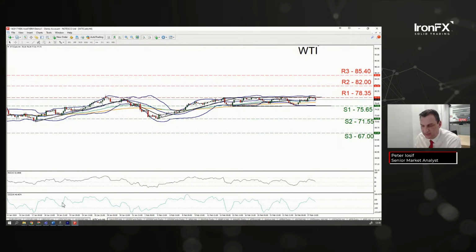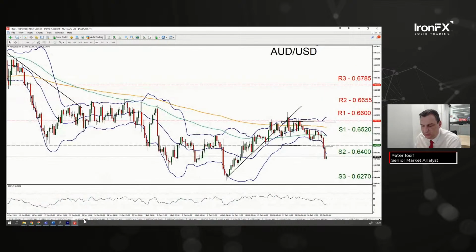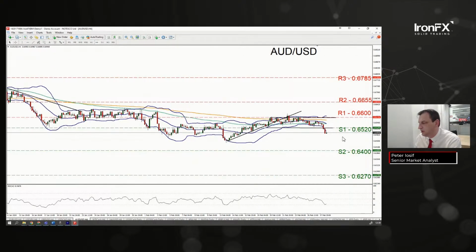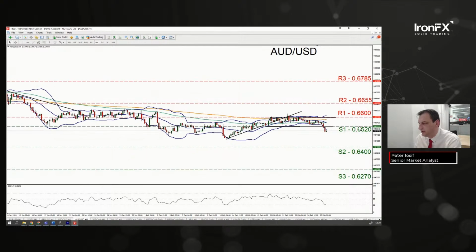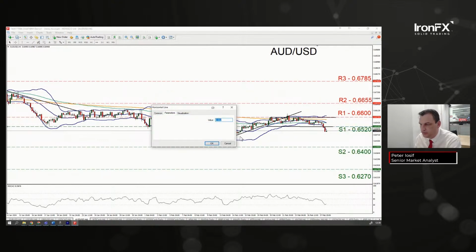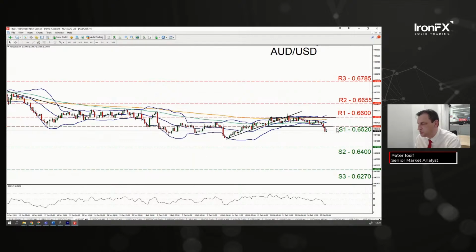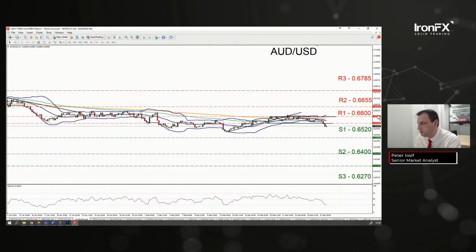Let's have a look at AUD/USD. Okay, AUD/USD has escaped the sideways motion it was in between the R1 0.66 and the S1 0.6520, and it has breached the low boundary to the downside, obviously. Now we have to turn this into a resistance line, and let's go search for a new ultimate support line.